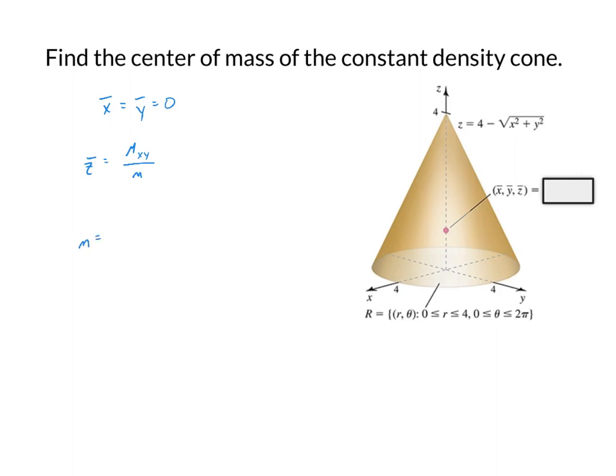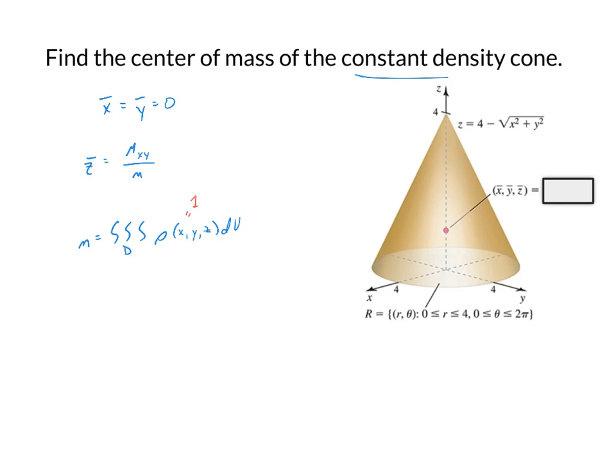So that would be the integral over our domain of the density function, rho of x, y, z, dV. Let's talk about a couple of pieces to that. First, the rho: it says that I have a constant density cone. Well, that's good. That means my rho function is just 1, so that's going to simplify things a little bit.